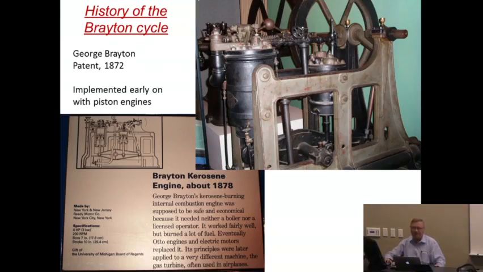So a quick word of history. This is not very important, but it's always interesting. The Brayton cycle actually didn't start with turbines. It was invented in 1872 as a patent. And they used two cylinders. You have a cylinder here and a cylinder here, one to compress, and there was a combustion chamber, one to expand.